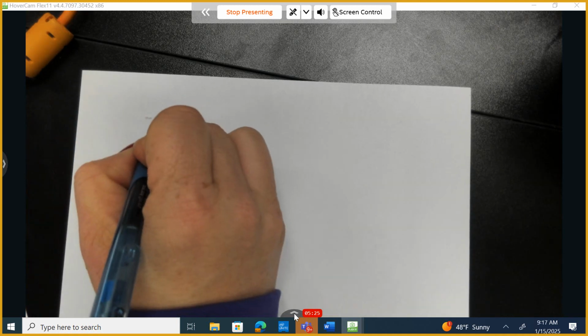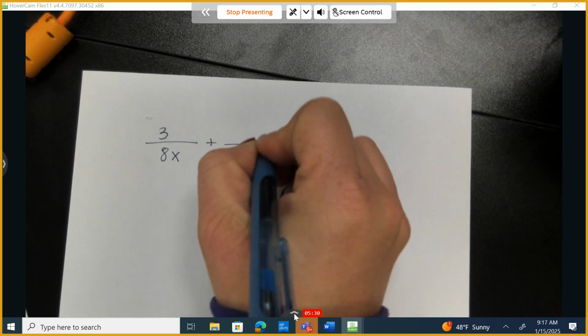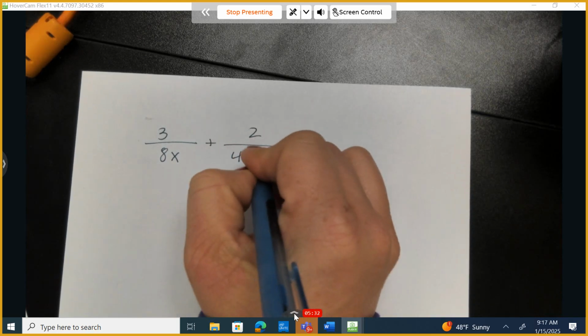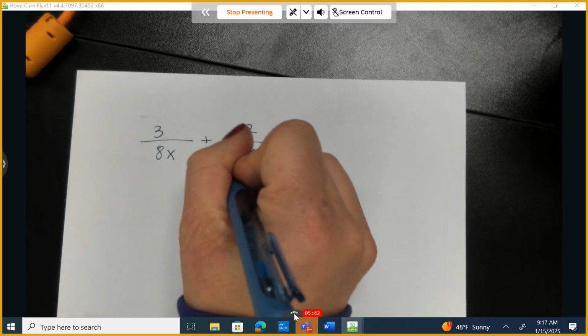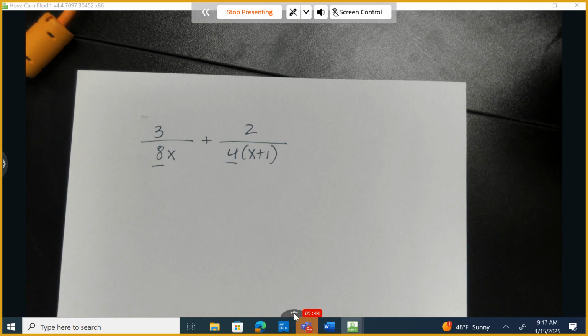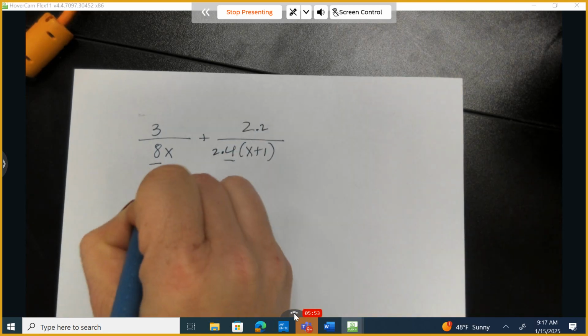Let's look at one more and then we'll have you go on your way. We have 3 over 8x plus 2 over 4 times x plus 1. How do I know if I'm going to use the old school method or the butterfly method? Well, I'm looking for one thing they have in common, and this is really close. How could I turn a 4 into an 8? Multiplying by 2. So I'm going to go times 2 and times 2. Now, they both contain an 8.